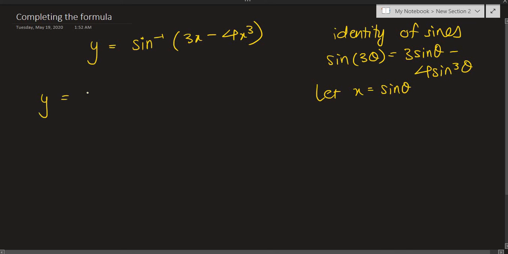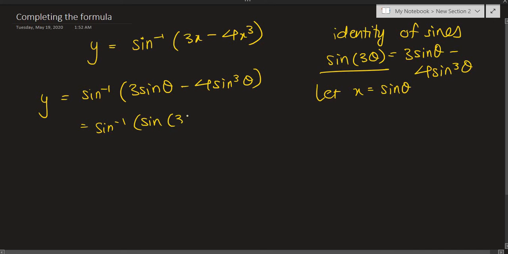So we have y equal to sine inverse of 3 sine theta minus 4 sine cube theta, and that's just the sine of 3 theta. So sine inverse of sine of 3 theta, sine inverse and sine are going to cancel out. We have 3 theta being equal to y. What was theta then? Sine inverse of x. So 3 times sine inverse of x.